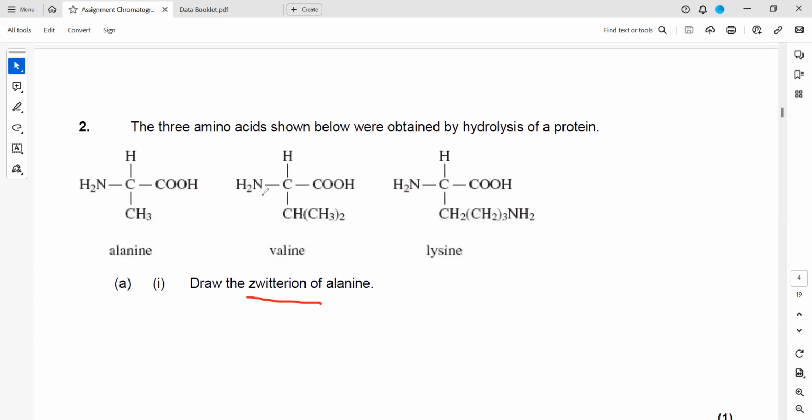So what does it mean? It means one molecule will have both positive and negative charge. So one side will lose a proton and another side will gain a proton. Like NH2 will gain a proton, it will become NH3, and the charge will be plus, and COOH will lose its proton, so it will have a negative charge. That is for amino acids, that is known as a zwitterion.